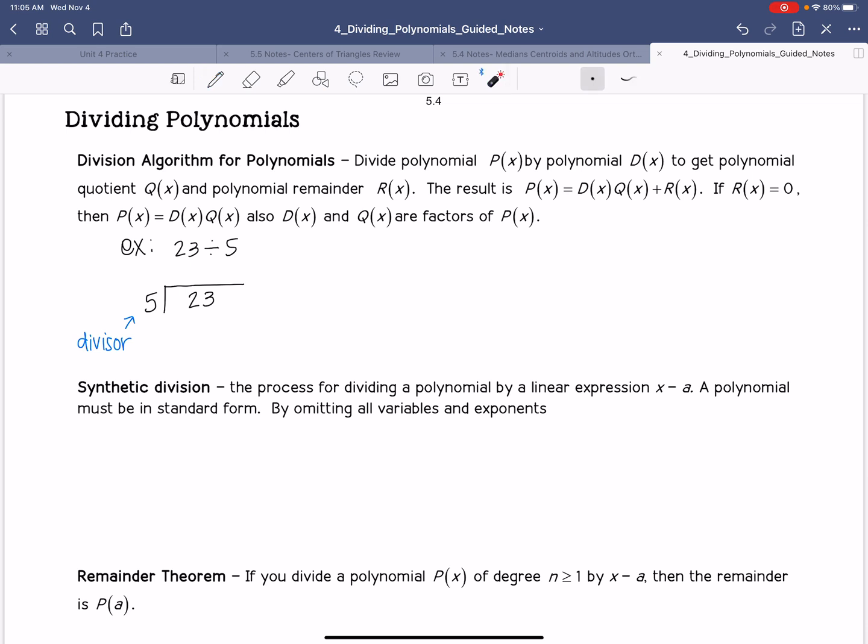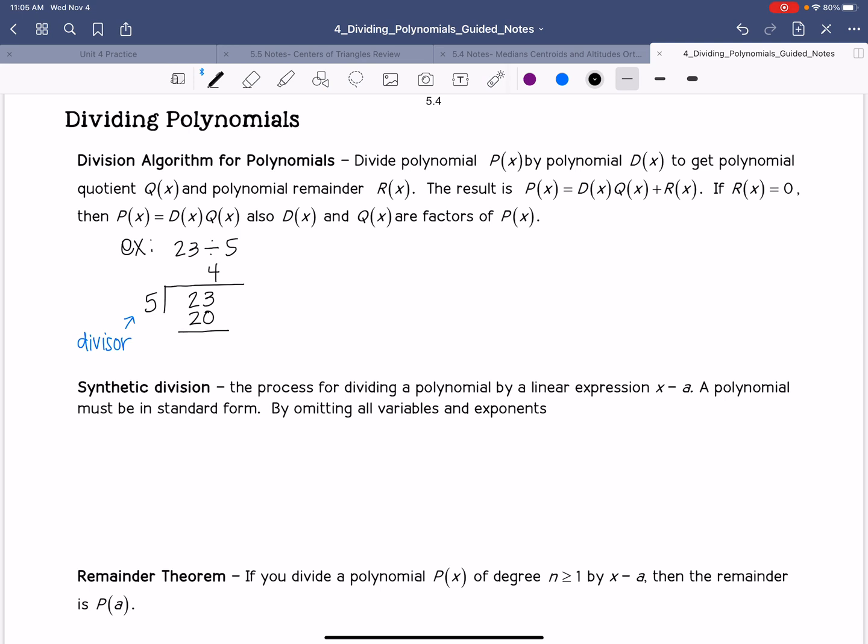So I'm asking myself, okay, how many times can 5 go into 2? 5 cannot go into 2. So now we move over a place. How many times can 5 go into 23? So we know 5 can go into 23 4 times. Okay, and then remember, once we figure that out, we multiply it back. 4 times 5 gives me 20.